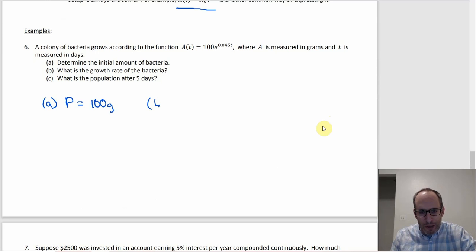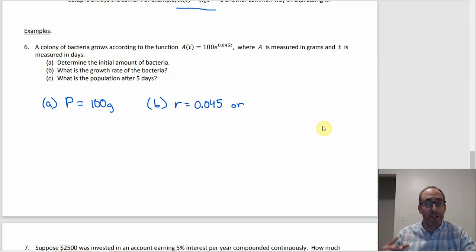And then B, the growth rate, that's the number that's multiplied by t in the exponent, right? Like P e to the r t. The r, in this case, being 0.045. So we can say that r is that. Or if you want it in percent form, because when these are written out in words, usually that's the way they show up, so that would be 4.5%.